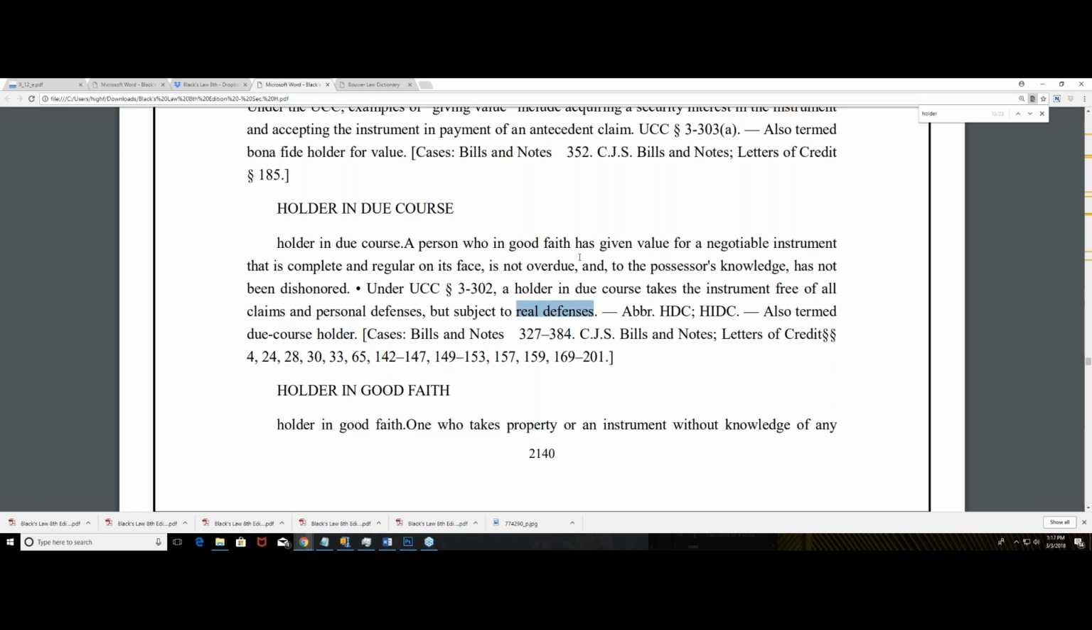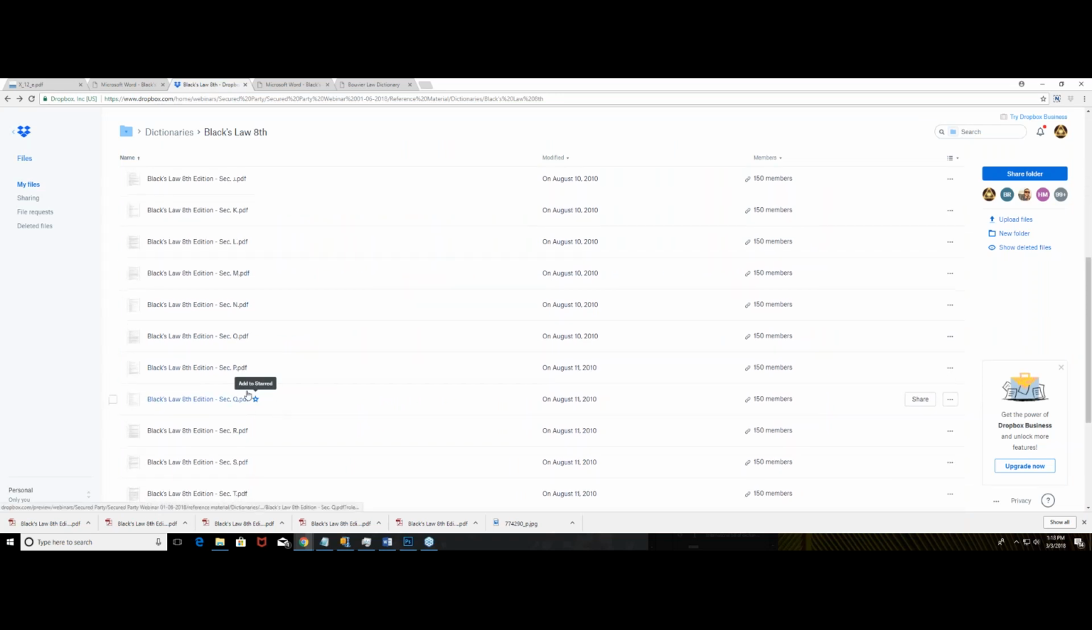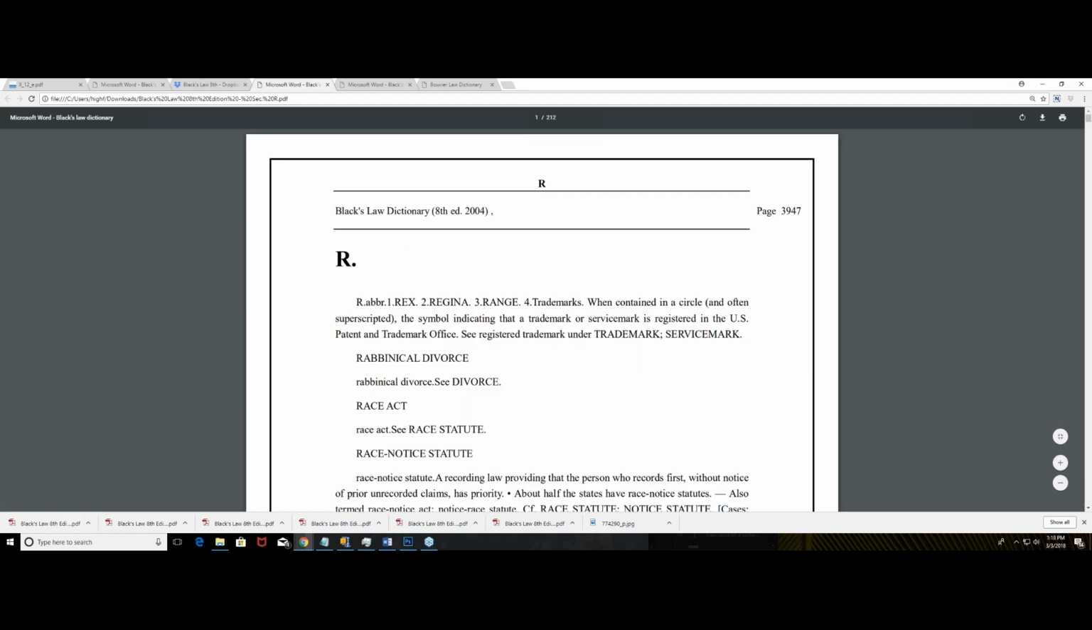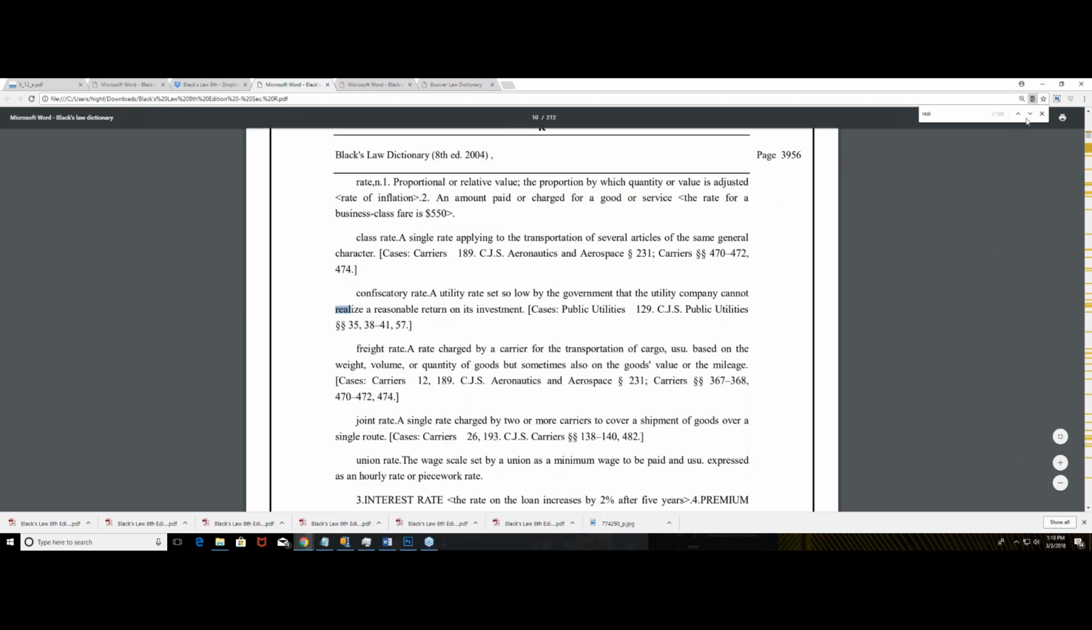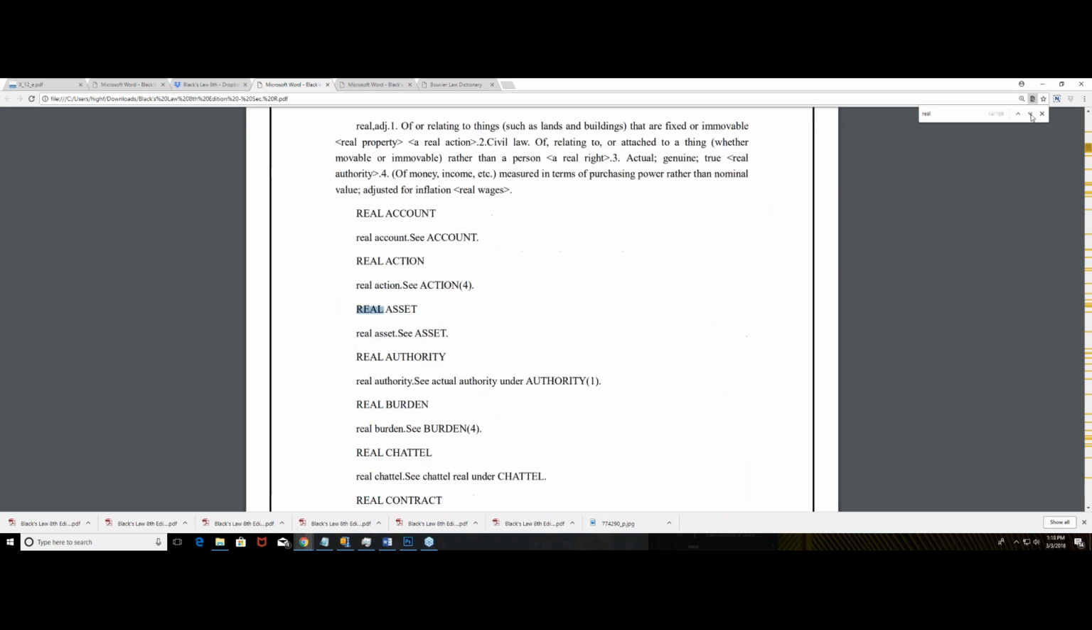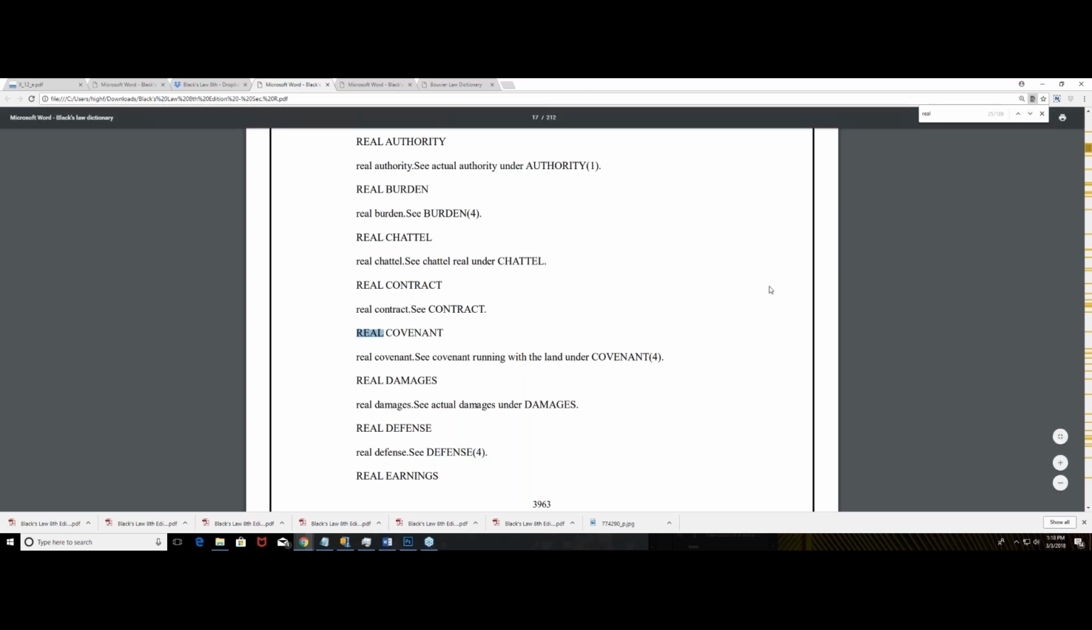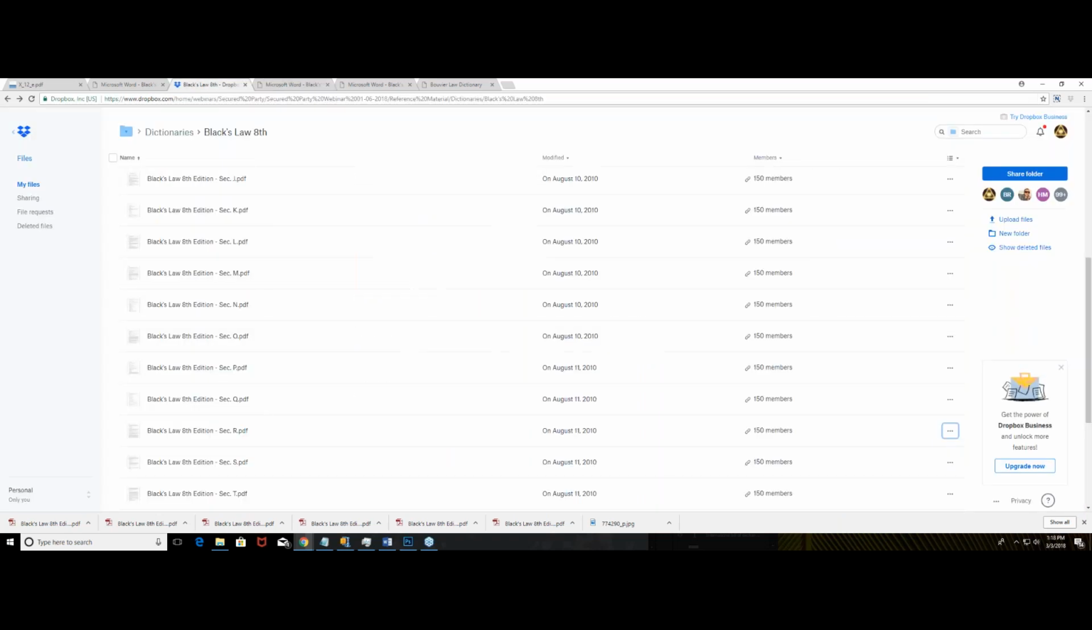Holder in due course: a person who in good faith has given value for a negotiable instrument that is complete and regular on its face, is not overdue, and to the possessor's knowledge has not been dishonored. Under UCC 3-302, a holder in due course takes the instrument free of all claims and personal defenses, but subject to real defenses. All right, so we have to look at what real defenses are. Oh, it's under number 4 under defense. I've got me jumping all over the place.